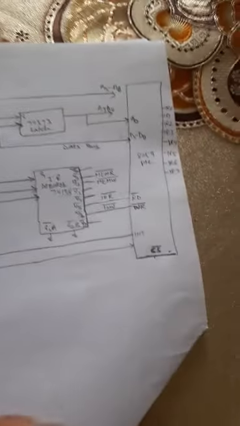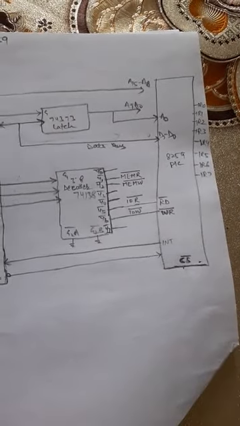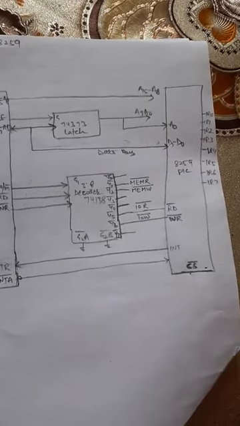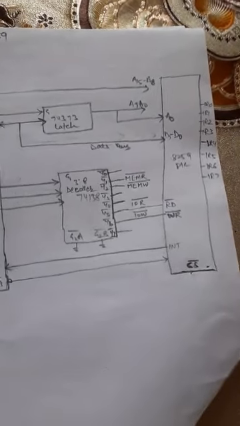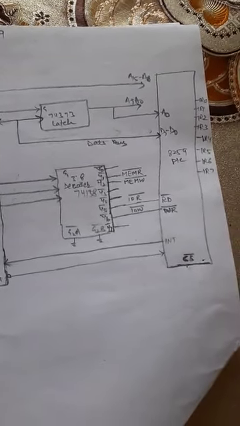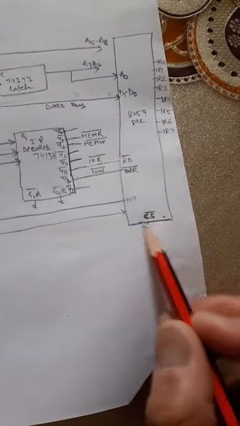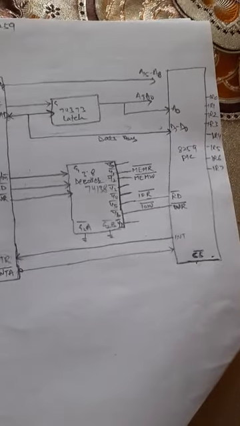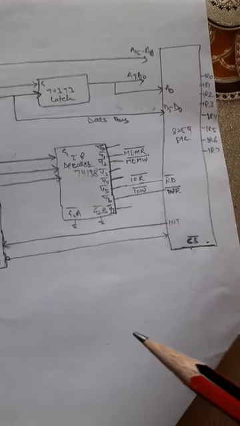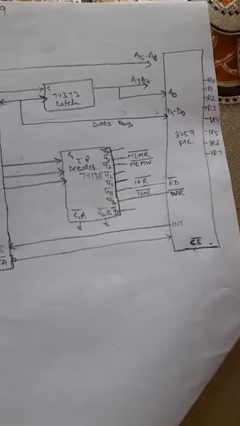So if the MPU wants to communicate with 8259 only, then once the chip is selected, only then will the MPU communicate. So the MPU will send that address to the address decoder, and the address decoder will release the signal for selecting the chip. Okay, and the MPU is connected with the 8259 through the data bus.